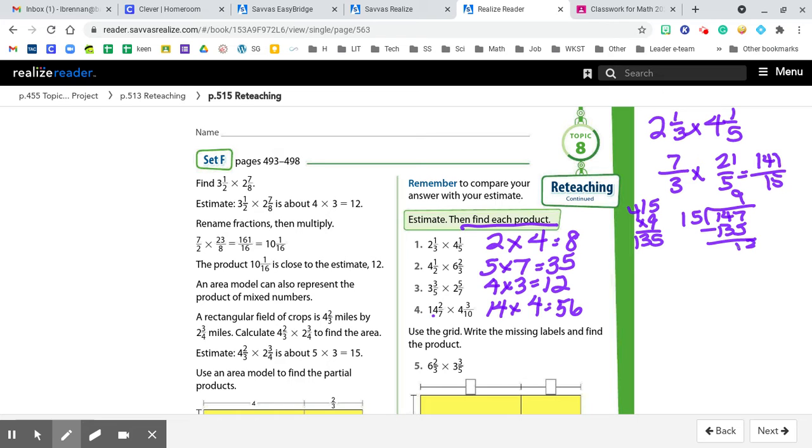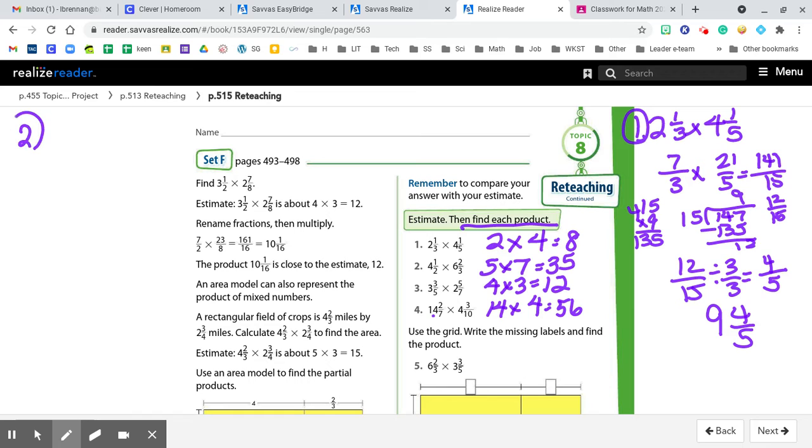9 12/15. And boy, this one couldn't be any longer, could it? So those are both composite numbers, divisible by 3. So the final answer will be 9 4/5. Well, that was a lot of work. That was number 1. Just for number 1.